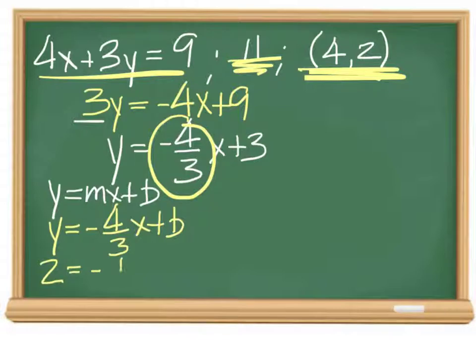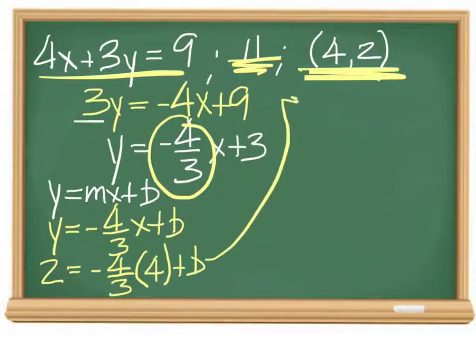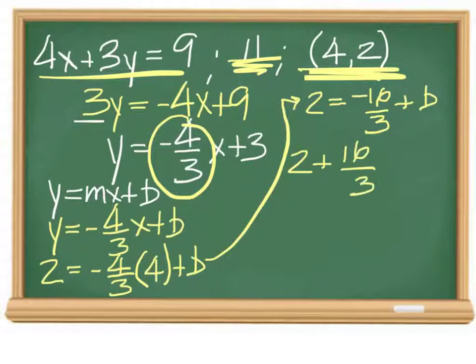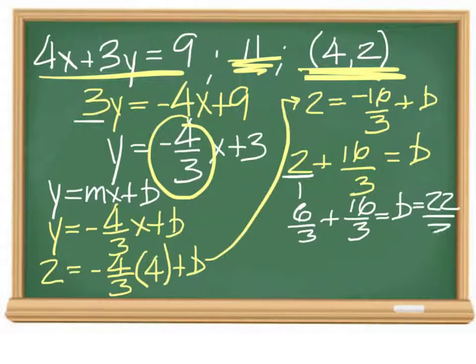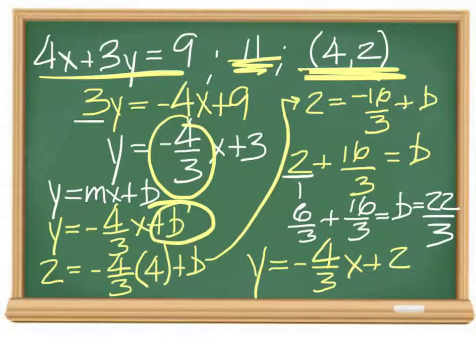That'll be 2 equals a negative 4/3 times 4 plus b, and come up here and simplify. At this point it should be a negative 16 over 3, which you're going to have to move to the other side and make plus 16 over 3. The common denominator must be 3, so that's 6 over 3 plus 16 over 3, which is 22 over 3. Put that in there to get y equals a negative 4/3 x plus 22 over 3.